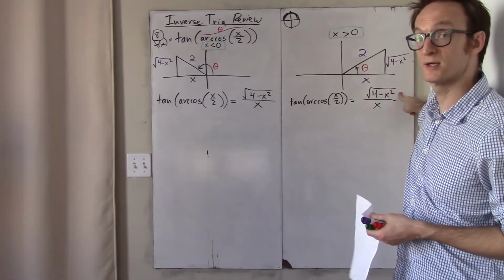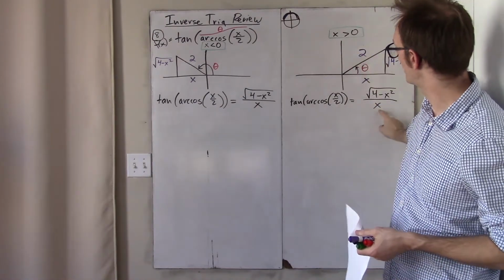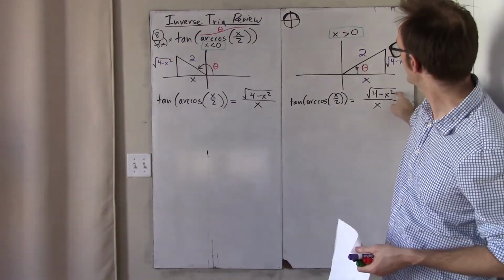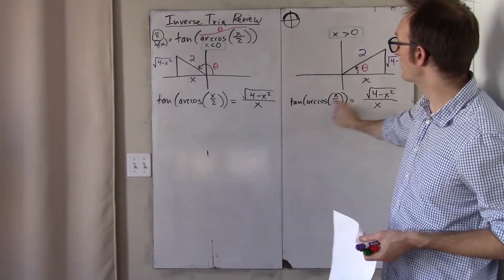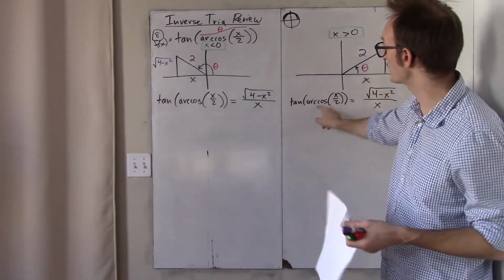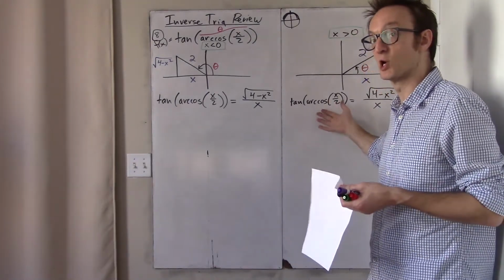Well, this numerator is clearly positive. This denominator, because x is positive, is positive. And so if the numerator is positive and the denominator is positive, the fraction is positive. Do we expect the tan of a first quadrant angle to be positive? Yes. So this seems just good.